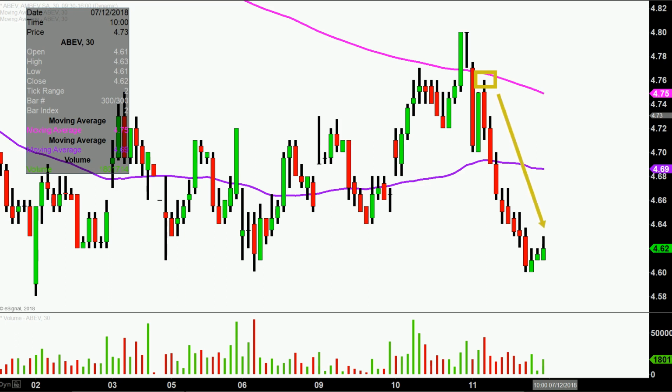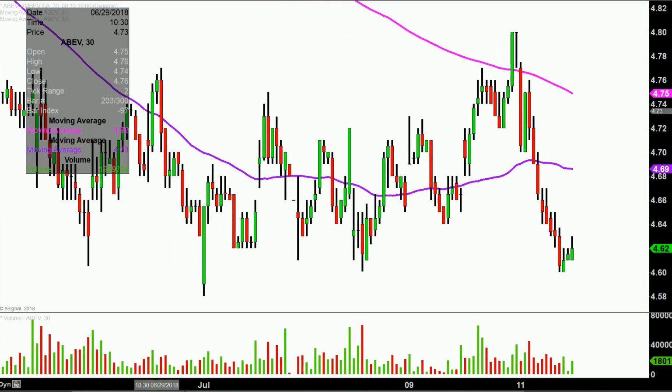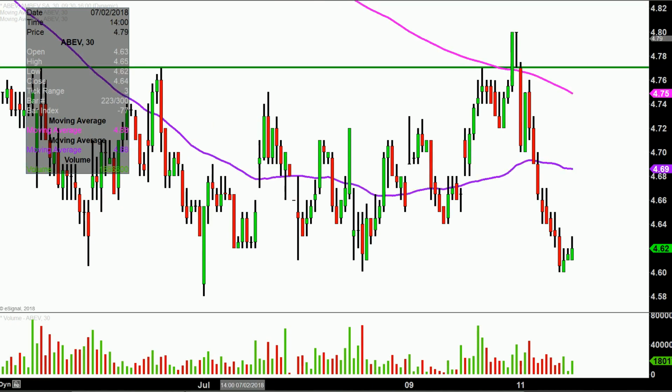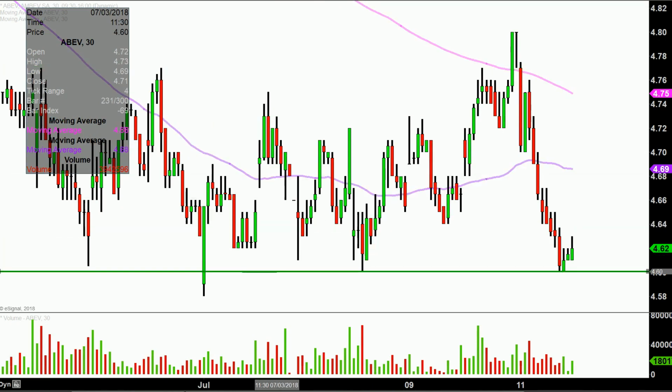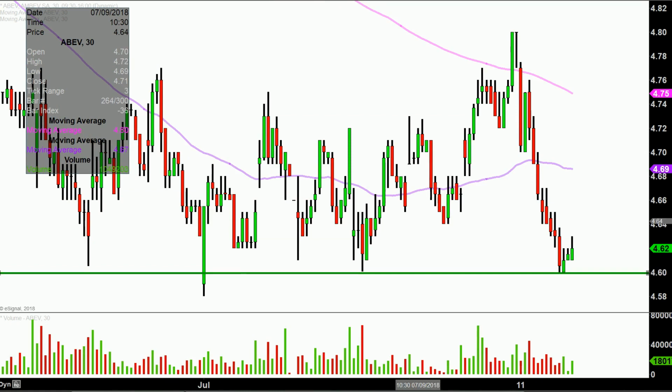But this is what has created the very interesting setup going forward, because the price is now approaching a pretty interesting area from the technical perspective. And that area is down here at, what is that? About $4.60.